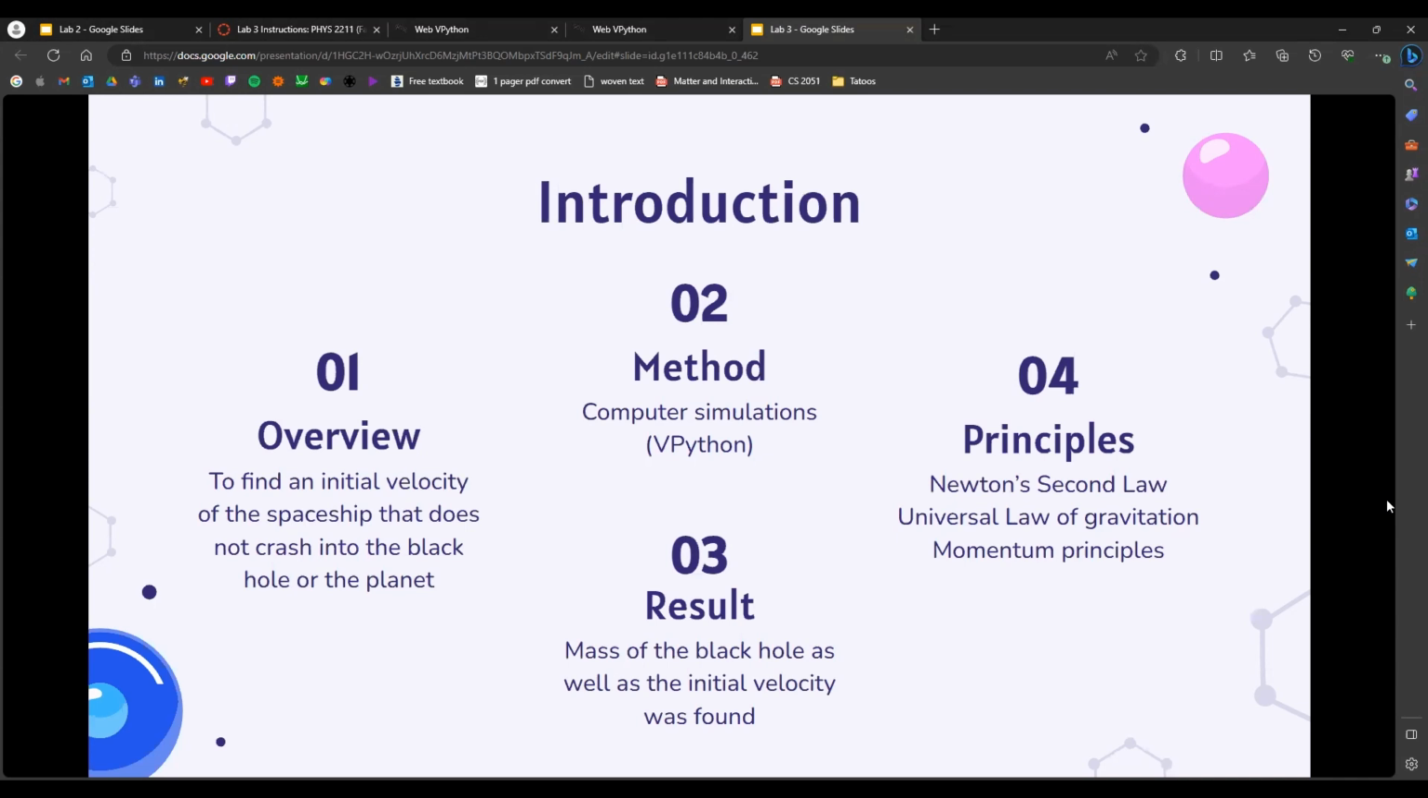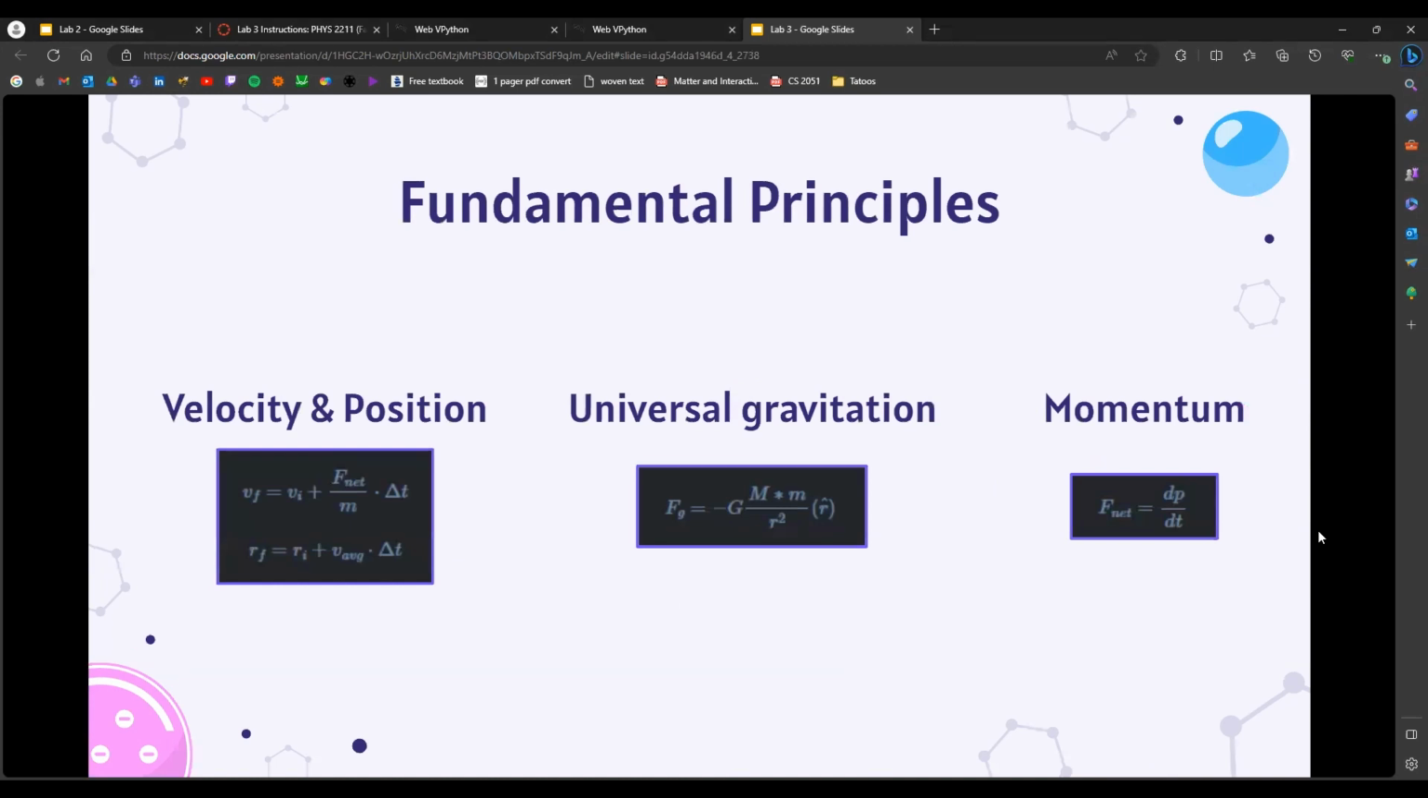And for a brief description of the principles, Newton's second law, the universal law of gravitation, as well as the momentum principles were utilized. On a deeper dive, in addition to all of those, the velocity and position update formulas were also used. And we could see the formulas actually on the screen for universal gravitation, as well in this case as momentum, where net force is equal to the rate of change of momentum over time.